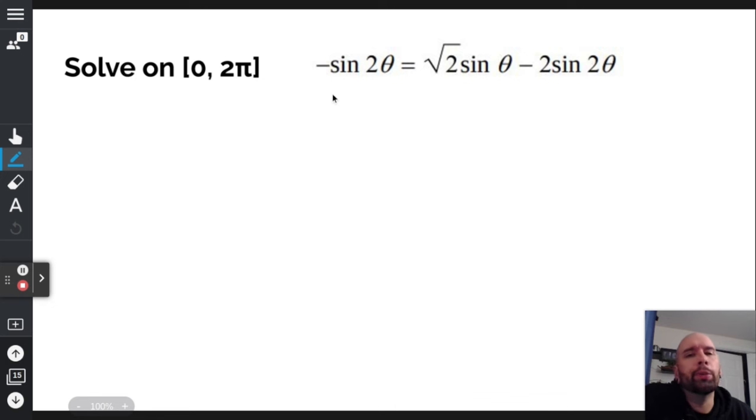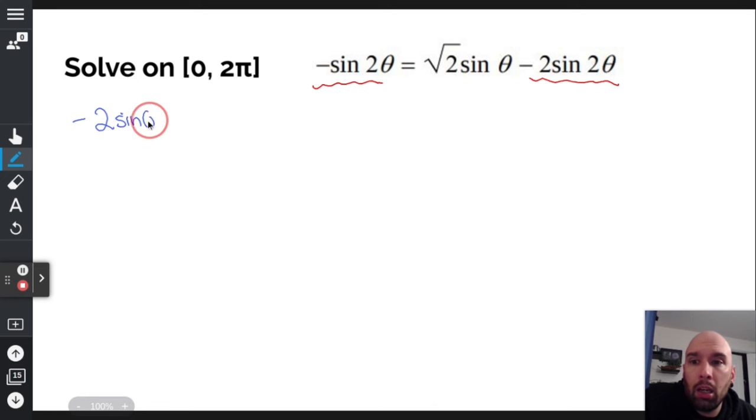Oh, I see it right away. We have ourselves a double angle formula. Now, we saw these at the very beginning. Remember, it seems like long ago, but we saw these at the very beginning where we said that regular sine of 2 theta would be 2 sine theta cos theta. Okay, so this would be negative 2 sine theta cos theta.